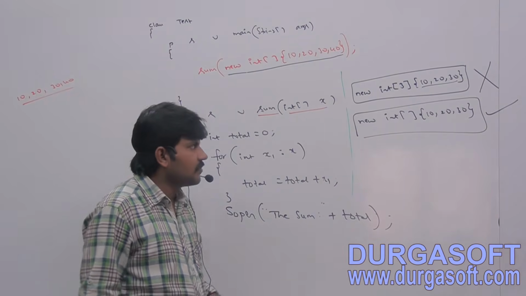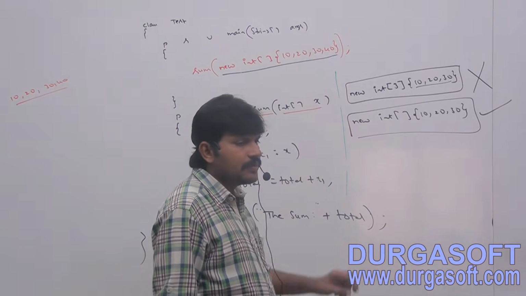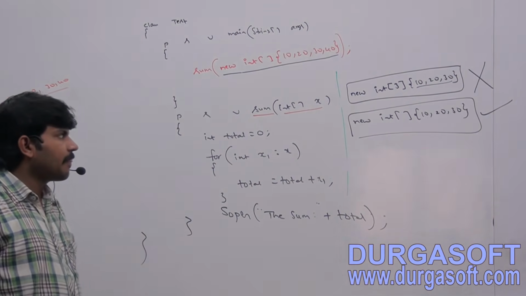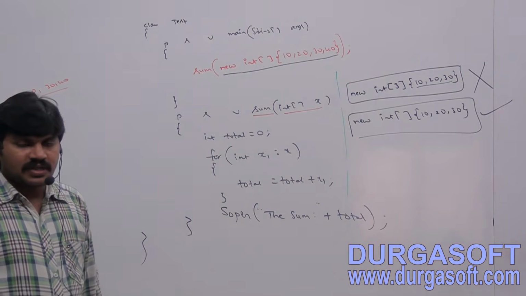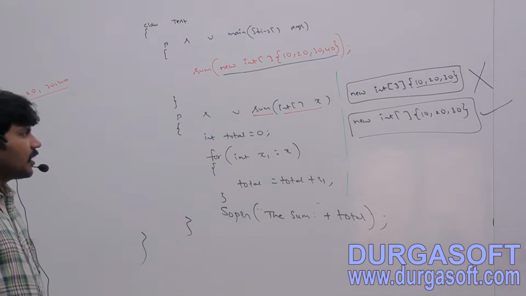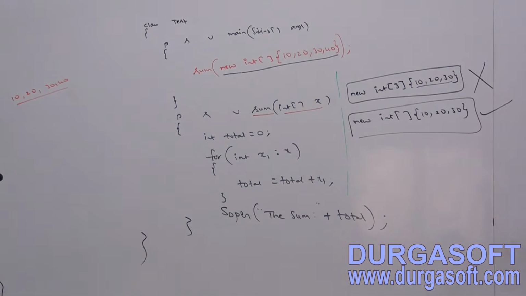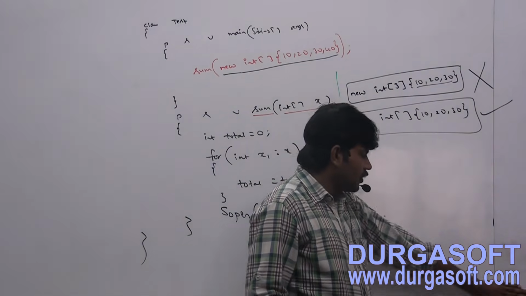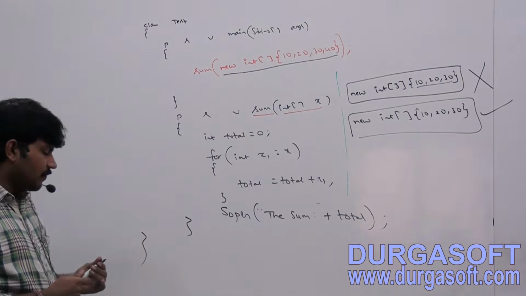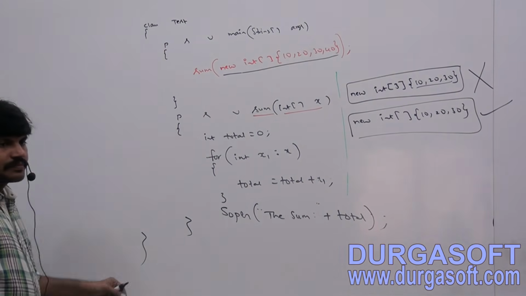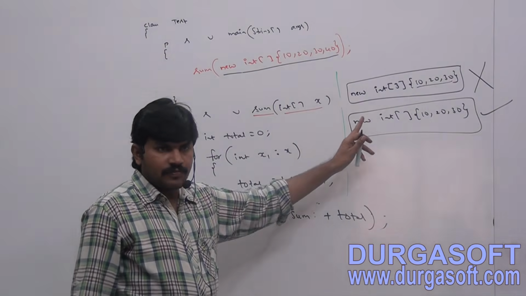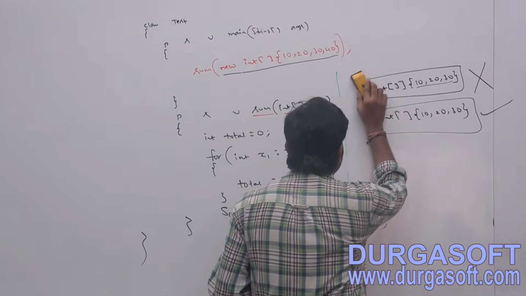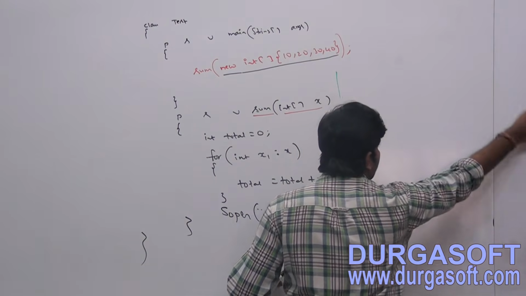Okay, take these two things. New int array, take both. The first one is invalid, but the second one is valid. New int array of 3, 10, 20, 30 is invalid. New int array 10, 20, 30 itself is valid, right? Completed, I hope. Clear for all of you, right? Okay. This is one possibility we have.